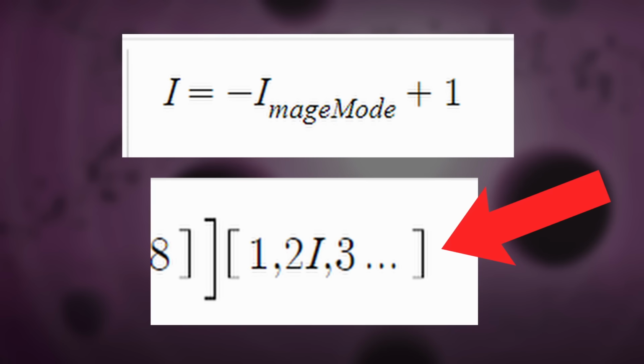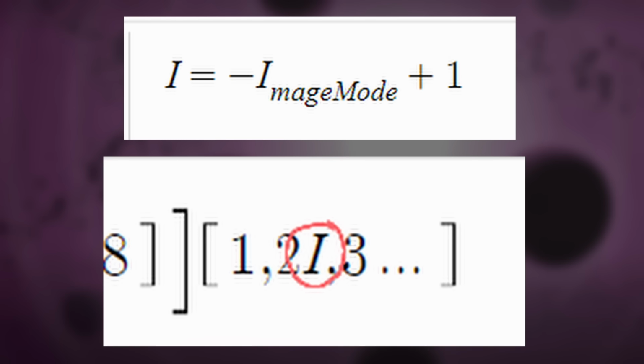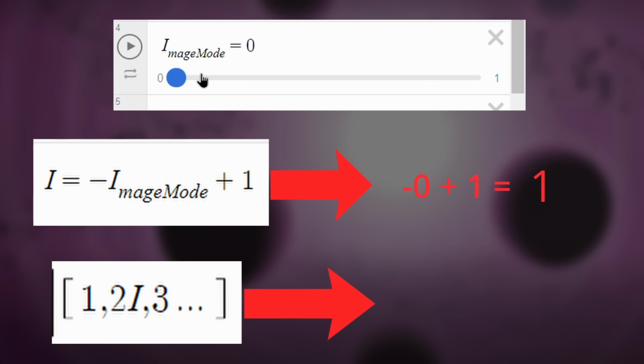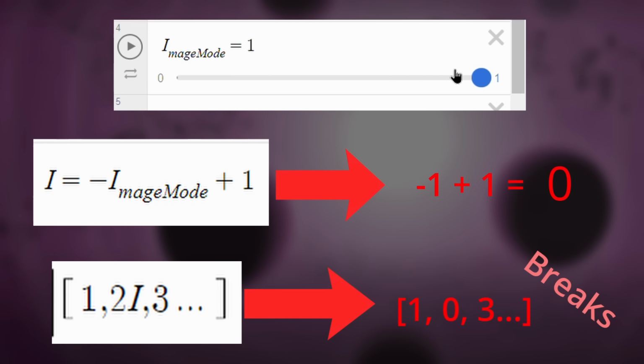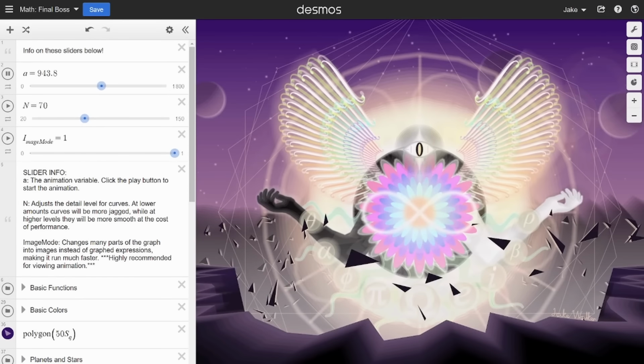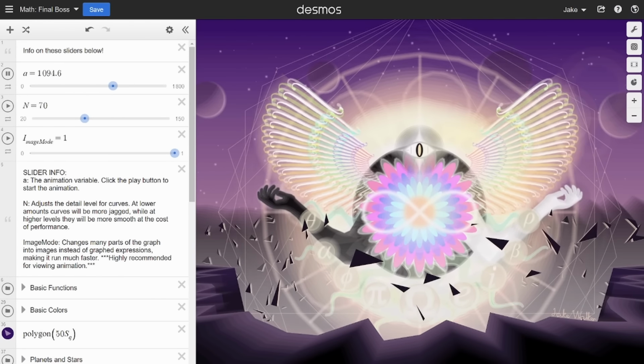So here's the switch that breaks everything. We have this value be controlled by the slider for the image mode setting. When it's off, at 0, everything runs just fine. But as soon as we turn it on, everything errors out and the images replace them. Now we can see the full animation without running at 5 frames a second.